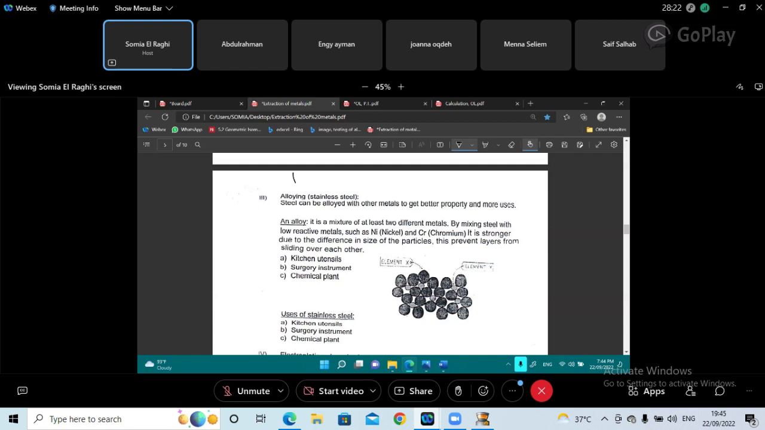Alloying, you get a lot of questions here. I said this is repeated in the printout. So the definition of an alloy is over here. And how to make an alloy of stainless steel: by adding nickel and chromium. Please study. We will do fast work these 2-3 months, and that's it. We finish chemistry, inshallah, before the end of December.